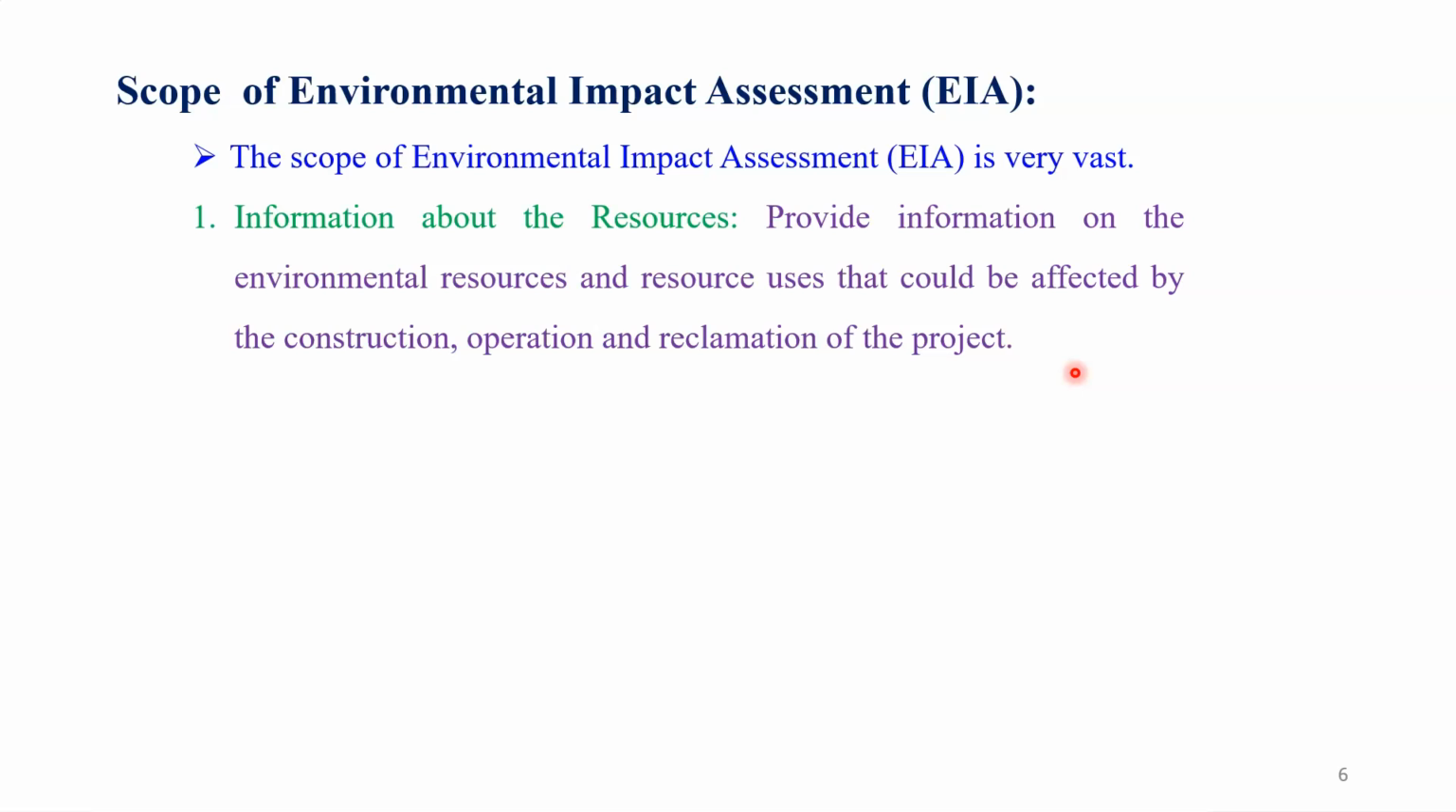These are very important resources. So when we study the environmental impact assessment, we always keep this point in our mind during the study. That is very important. First thing: information about the resources.